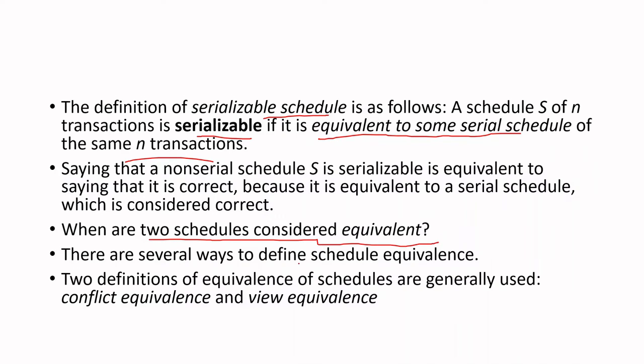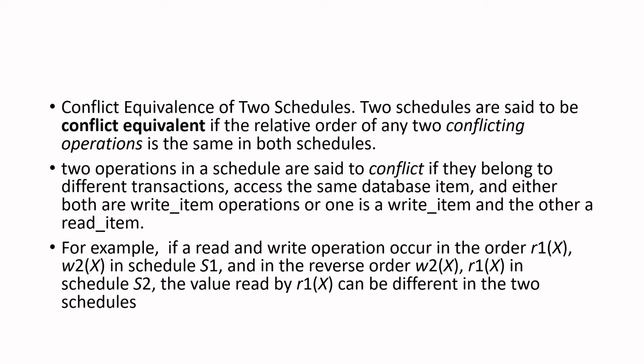There are several ways to define schedule equivalence, and two definitions are conflict equivalence and view equivalence. Now, what is conflict equivalence? Two schedules are said to be conflict equivalent if the relative order of any two conflicting operations is the same in both the schedules.